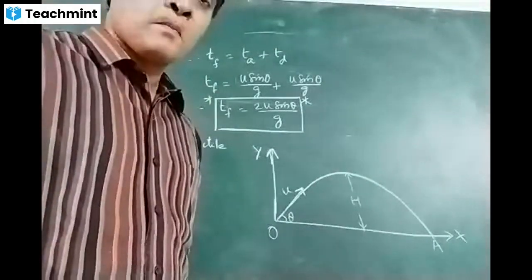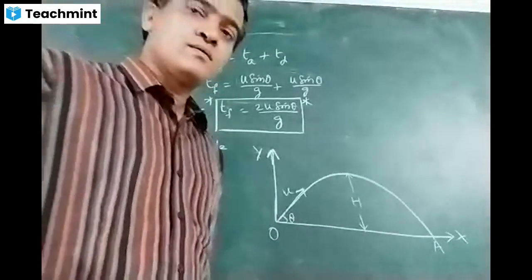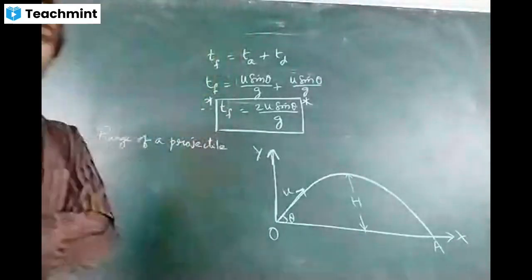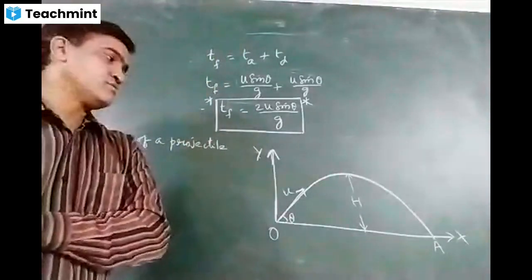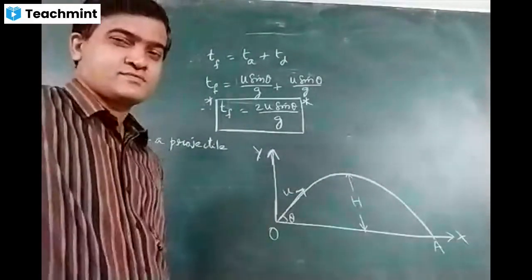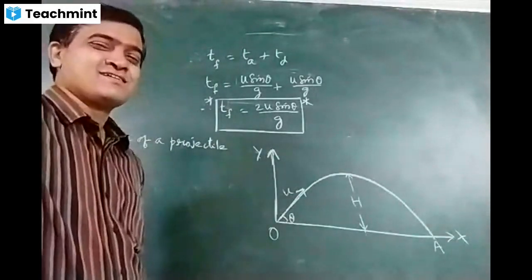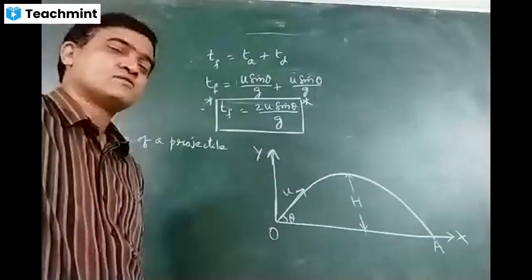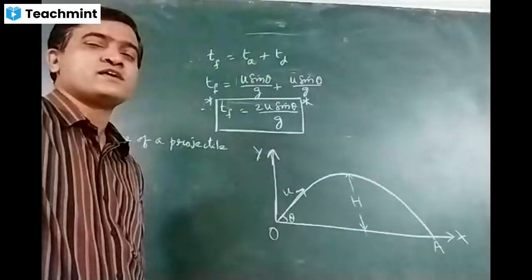Range. Highest minus minimum, sir? Highest point minus lowest point, meaning what here? Which one is the highest point? Maximum height. But that is wrong. Not highest point. Don't say highest point. That is wrong.